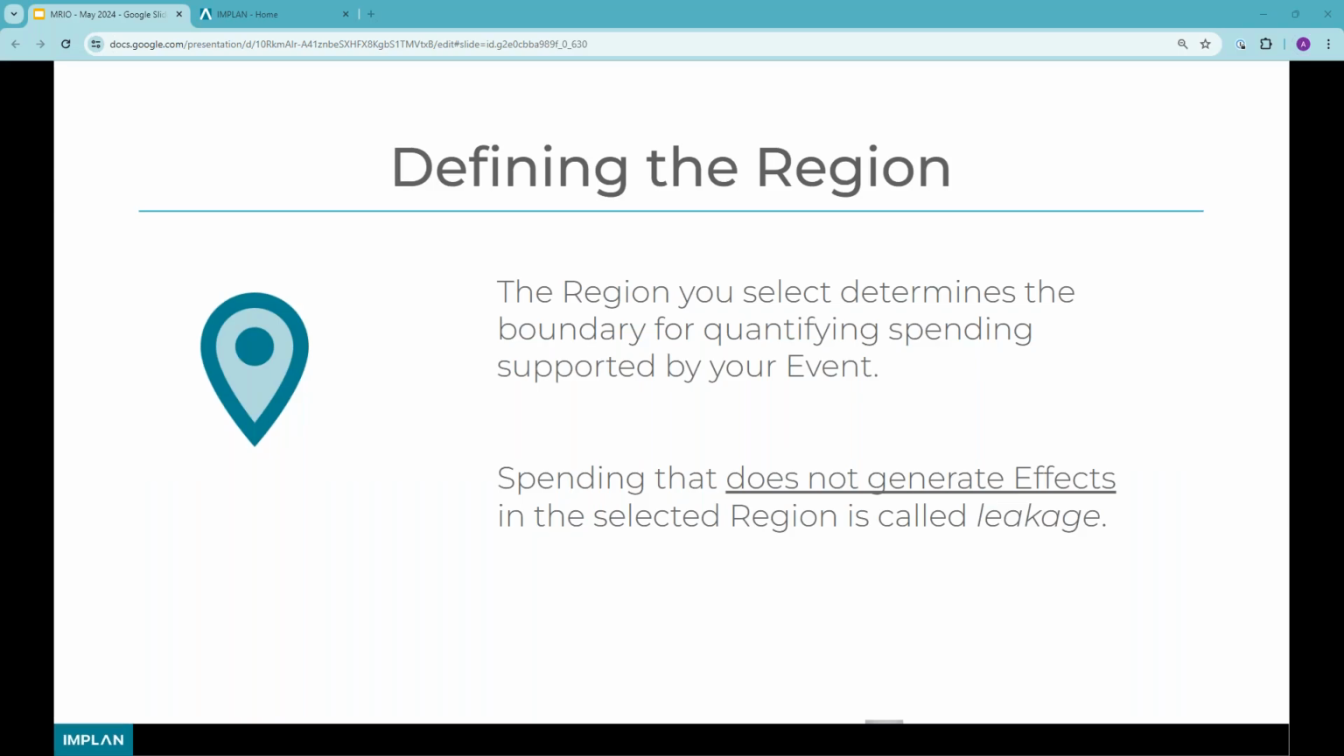Defining the region is very important, as what you select for your study is going to determine the boundary or extent for the quantifying of spending that is going to be supported by your event. The most appropriate region for any study using IMPLAN is going to be a function of 2 variables, where the impact, event, policy, whatever it is, takes place, and where you'd like to measure the effect. Those are oftentimes at 2 different scales.